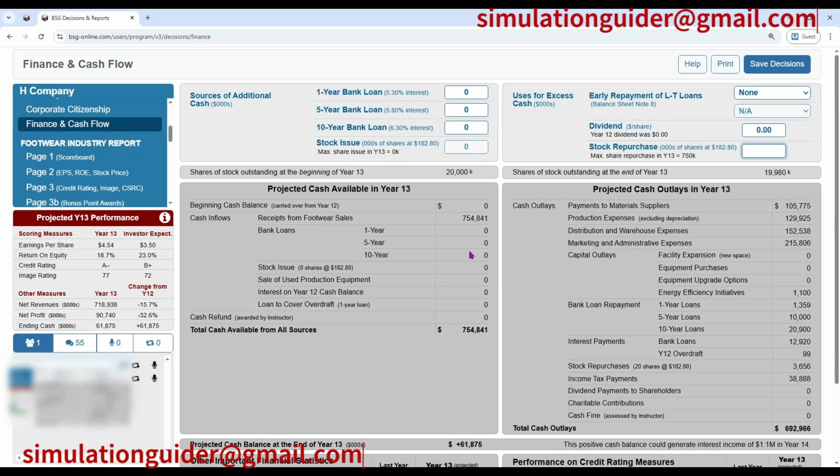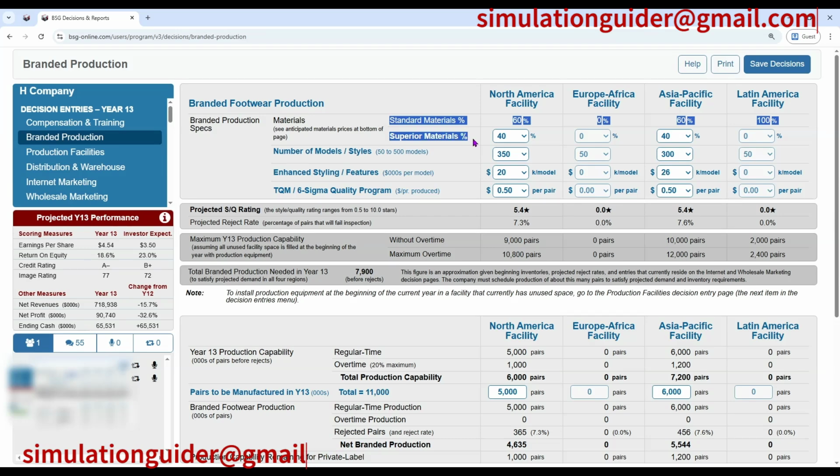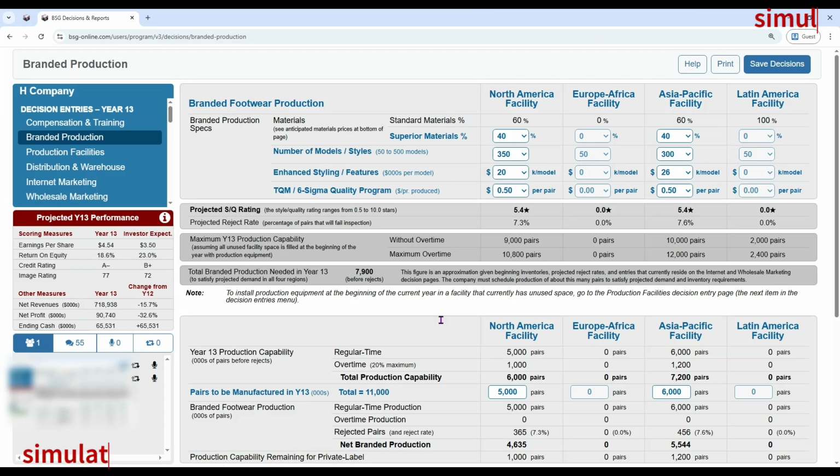This means that we're going to do that by improving our product quality under the branded production. Remember, we have the superior materials, whereby you have to come up with a good quality of products in the market. Also, you need to strengthen marketing and dealer support.